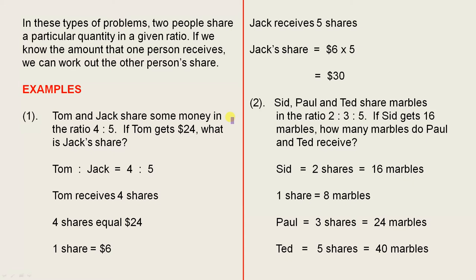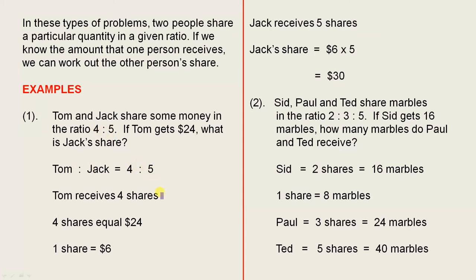Examples. Number 1. Tom and Jack share some money in the ratio 4:5. If Tom gets $24, what is Jack's share? So here's an example where we have two people involved. So Tom is to Jack is 4:5. Remember, order is important. Tom is mentioned first, Jack is mentioned second. There. 4 and 5 in that order.